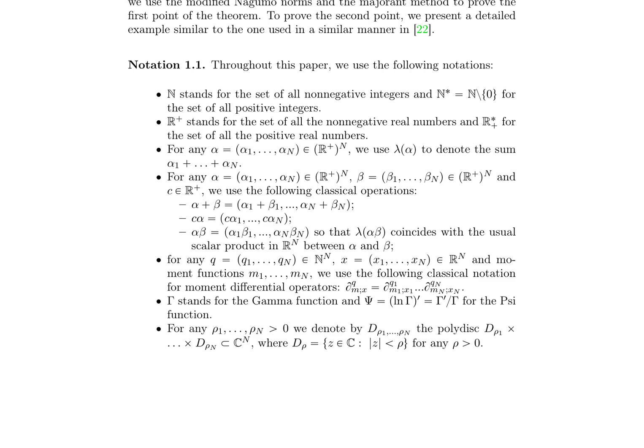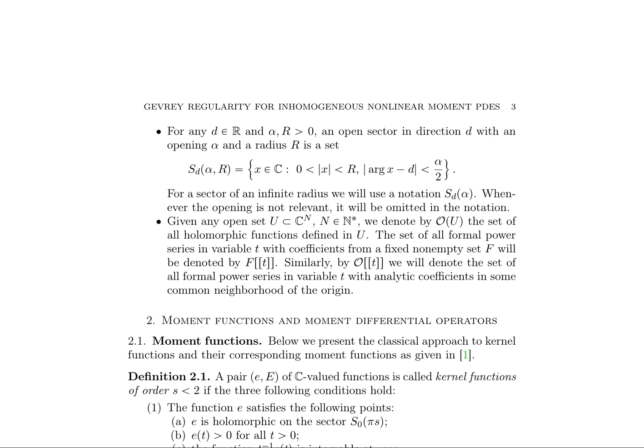Throughout the paper, notations are defined for sets of non-negative integers, positive integers, non-negative real numbers, and positive real numbers, as well as operations on these sets, such as scalar multiplication and the scalar product. Notations for moment differential operators, polydisks in complex space, the gamma function, and psi function are also introduced. The Gevrey regularity for inhomogeneous nonlinear moment PDEs is discussed, introducing the concept of a sector with an opening angle alpha and a radius r, denoted as S(alpha, r).